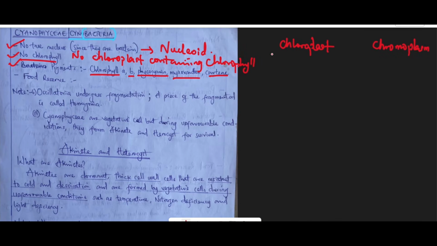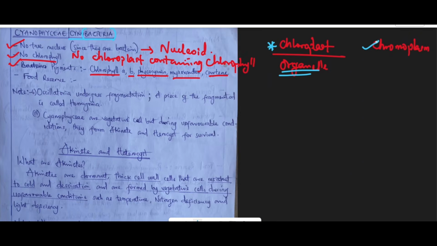Now, the chloroplast is an organelle, a membrane-bound organelle. But because the organism we're dealing with, cyanobacteria, is not a membrane-bound kind of species, because it's a prokaryote, hence it will be lacking a membrane-bound organelle like the chloroplast. So instead, it possesses chromoplasm.